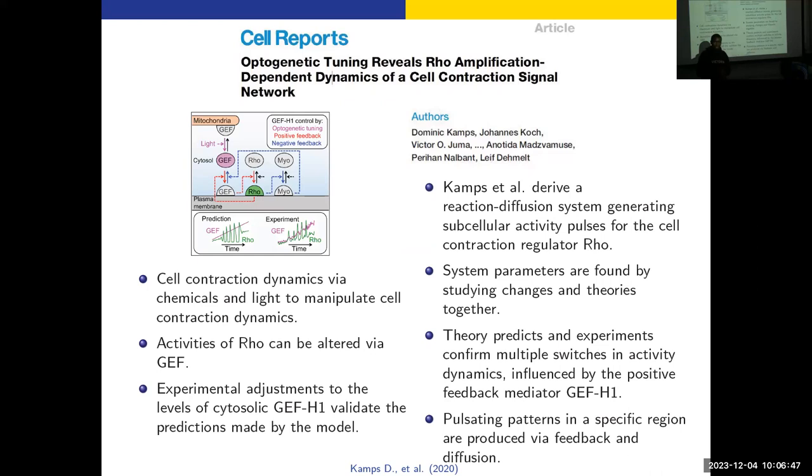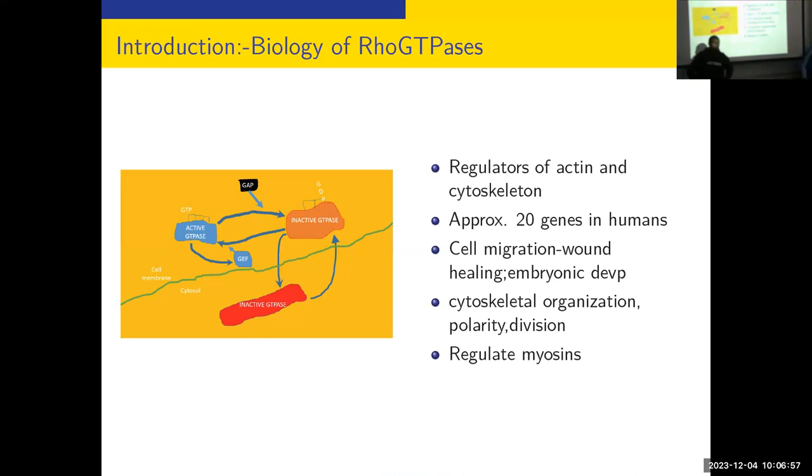So briefly, we discuss the biology of the Rho GTPases. These are simply cellular proteins which regulate the cell's cytoskeleton, and they also help in cell migration. And so what makes Rho GTPases a most studied area of research is because we try to understand how cells within our bodies move.